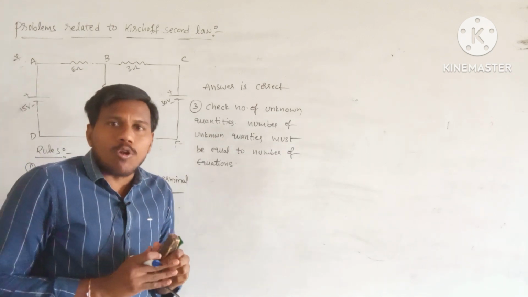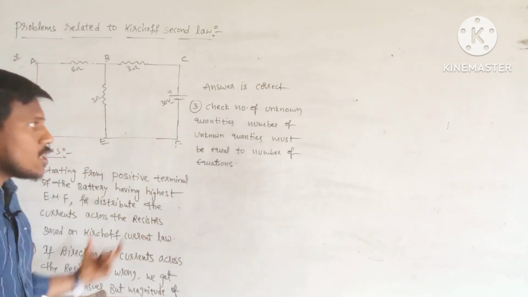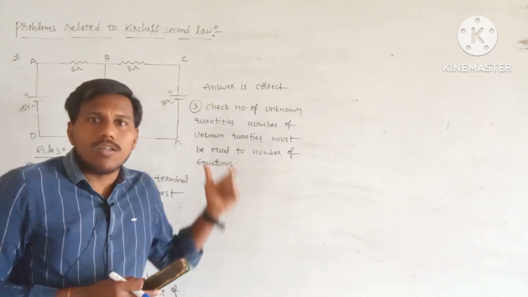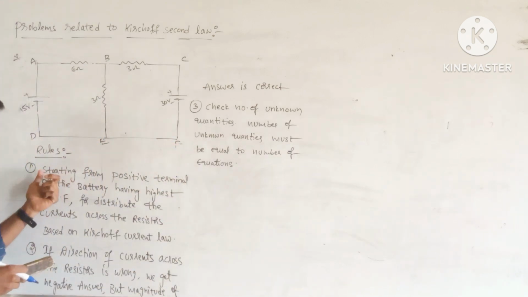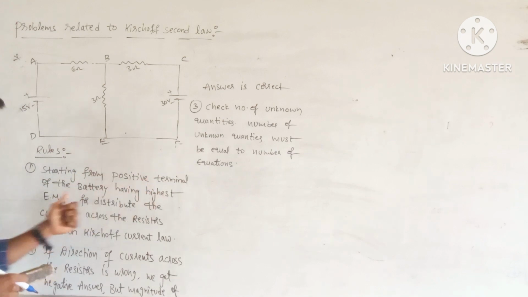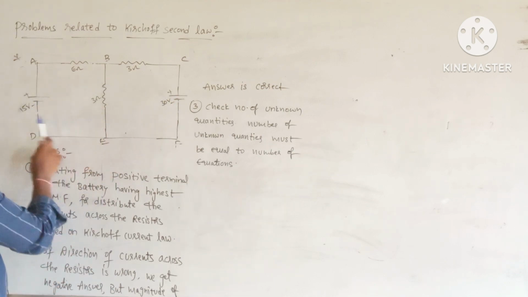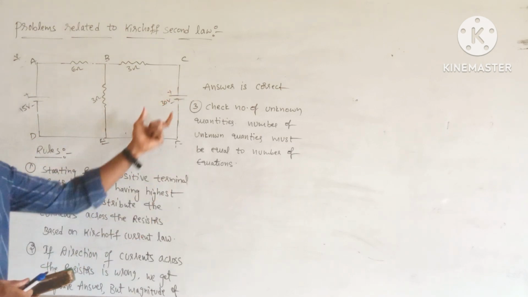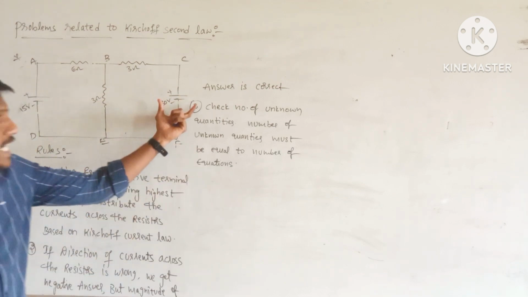After selecting closed loops in the given diagram, based on these rules, based on sign conventions, we try to solve the problem. So what is the first rule? Starting from the positive terminal of the battery having the highest EMF. See, in this diagram there are 2 cells: 15 volts and 30 volts. Out of the 2 cells, this cell has the highest EMF. Now I am selecting this cell.